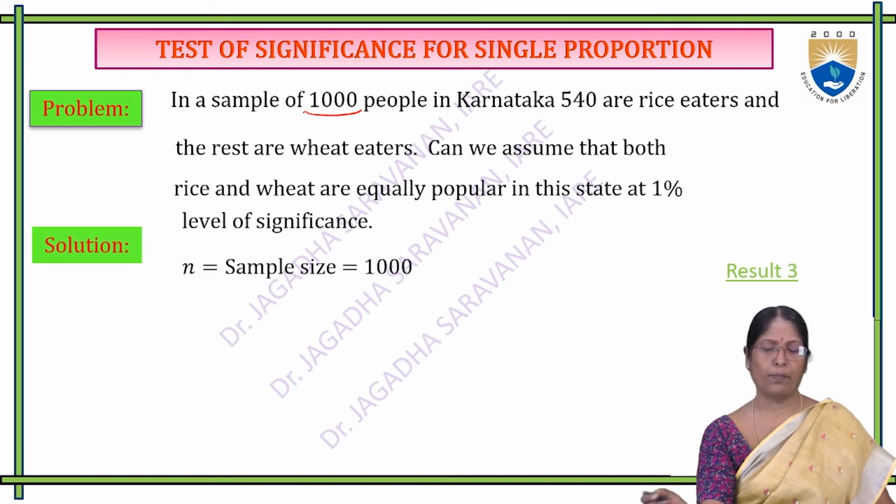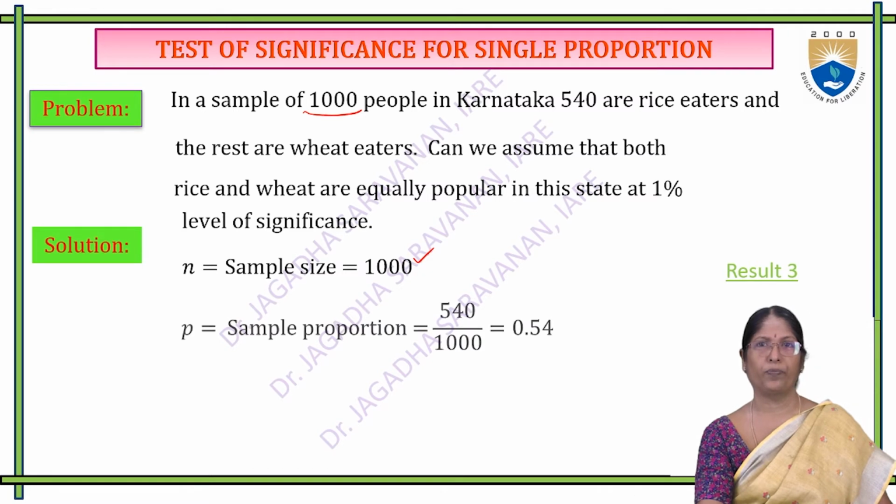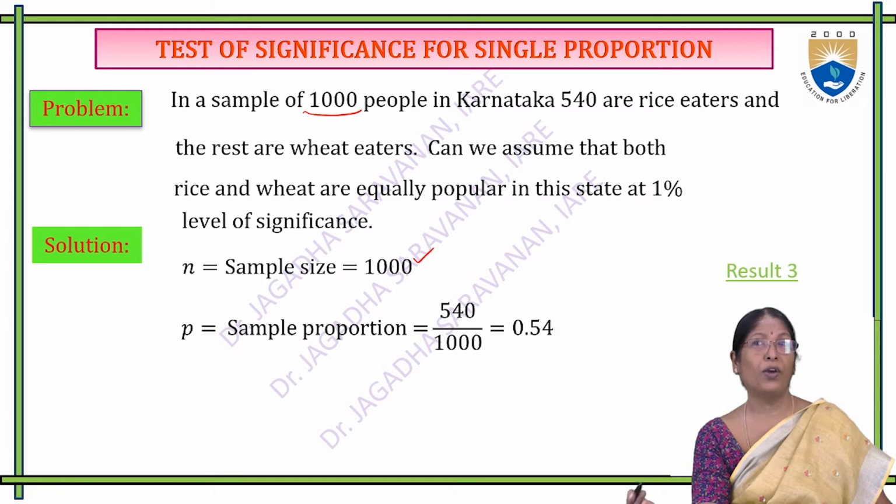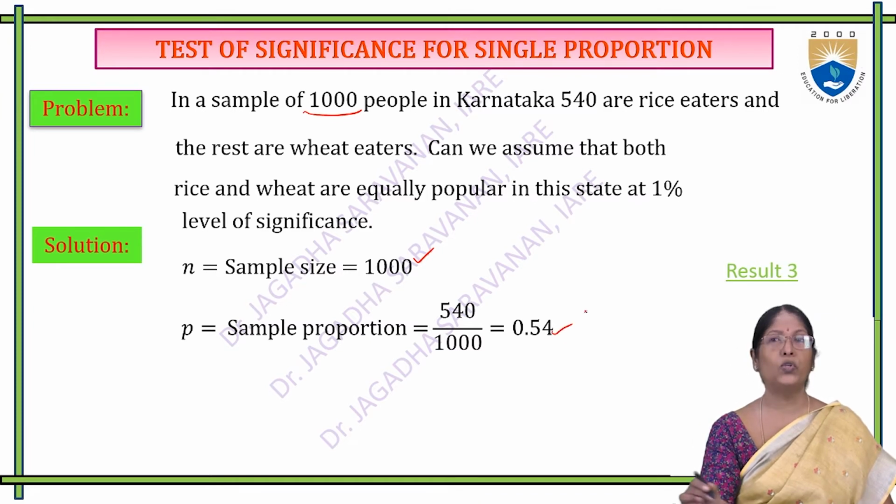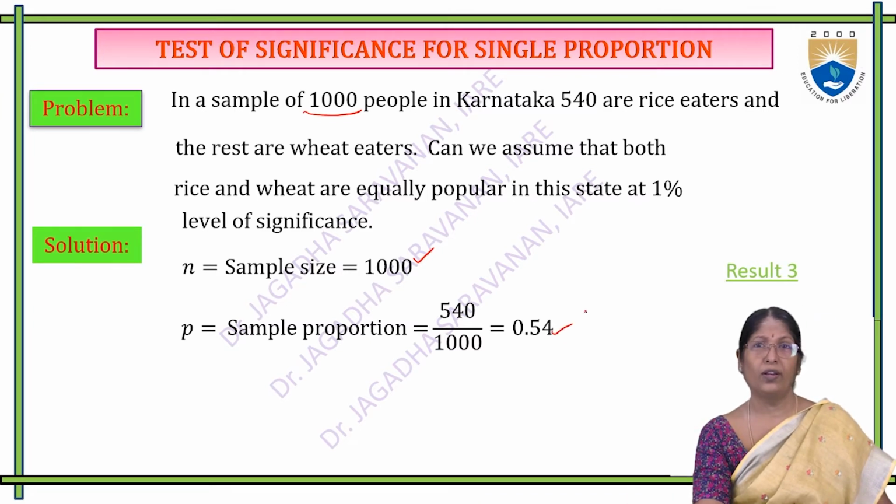N equals the sample size, 1000. Small p is the sample proportion. We are focusing on rice eaters. Here is another doubt: why do we have to focus on rice eaters, why not wheat eaters? Either one can be taken. For the rice eating proportion we have taken 540 divided by 1000, that is 0.54. So the sample proportion is ready now.